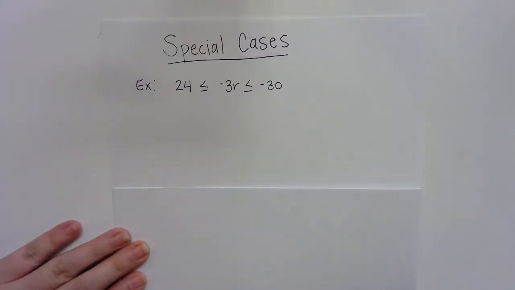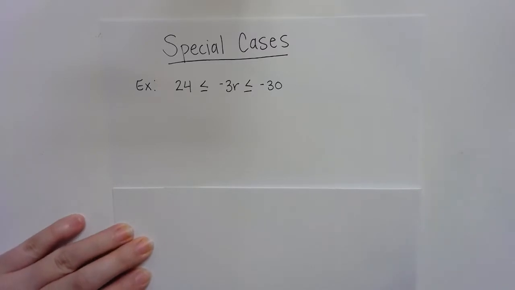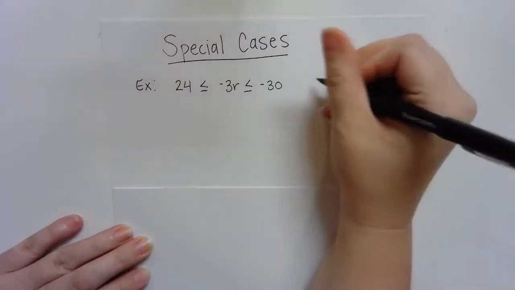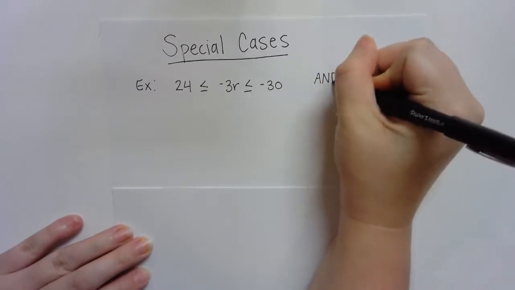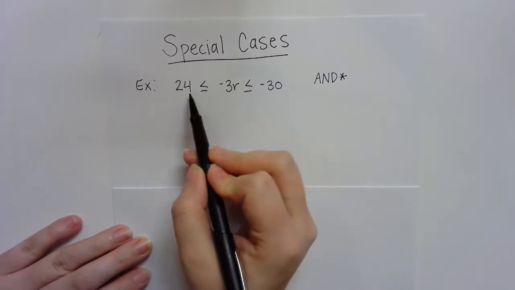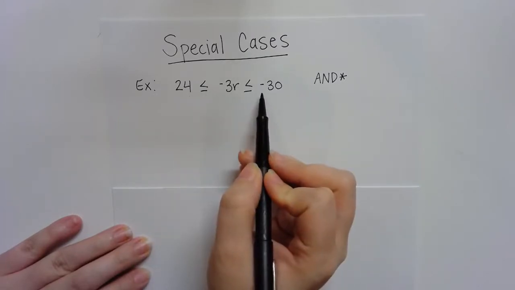So I have one more set of examples for you, and these are special cases that you might run into. As you'll notice, this first example is an "and" inequality, and we know that because it's already written all as one thing. So this is an "and," we just want to keep that in mind. That means that whatever number we put in here should make both sides of this inequality true.